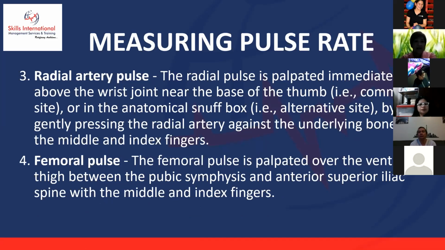Radial artery pulse is the most common. So it is the common site. It is on the anatomical snuffbox. The same way, you have to press the pulse and count it for 1 minute. Whatever you measure is your radial artery pulse in 1 minute. The same way with the femoral pulse, you have to palpate it between the thigh and the pubic symphysis.